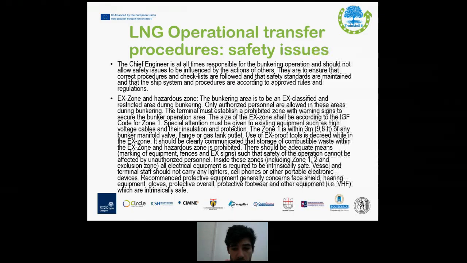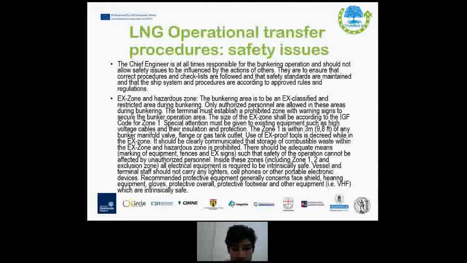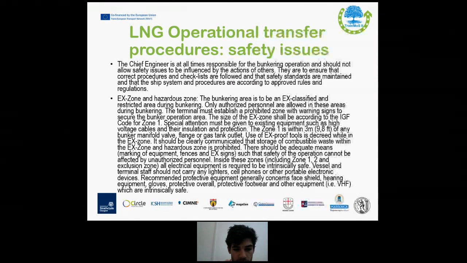The size of the X zone shall be according to the IGF code for Zone 1. Special attention must be given to existing equipment such as the high voltage cables and their insulation and protection. The Zone 1 is within 3 meters or 9.8 feet of any bunker manifold valve, flange or gas tank outlet. Use of X-proof tools is decreed while in the X zone.